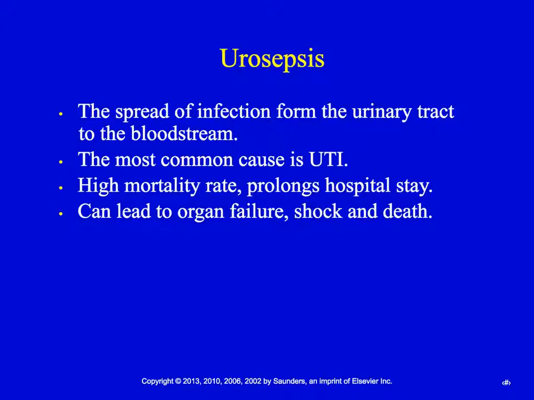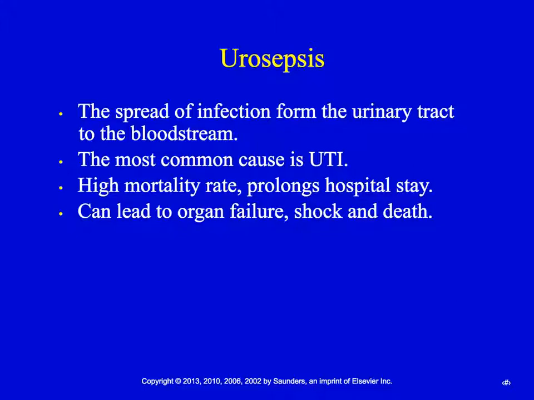So urosepsis is that poorly treated urinary tract infection where the bacteria has grown so much that it spreads to the bloodstream, and it is a life-threatening thing. This is a life-threatening situation. Sepsis causes profound vasodilation, which causes a low blood pressure. It's very difficult to treat. It has to be treated with IV antibiotics. And in an elderly patient who already has a lot of comorbidities, this could be very detrimental. High mortality rate, a long hospital stay, can lead to organ failure, septic shock, and perhaps death.